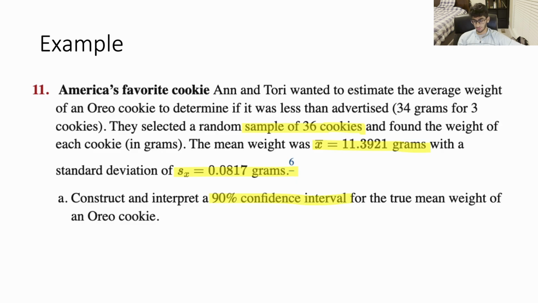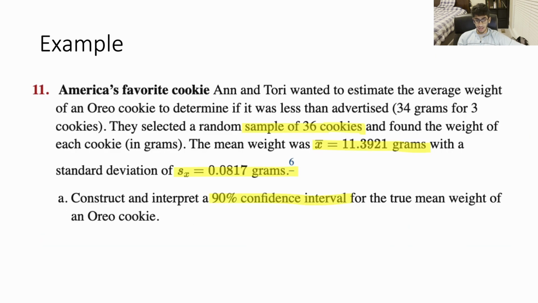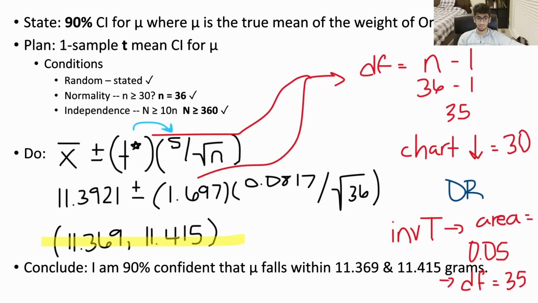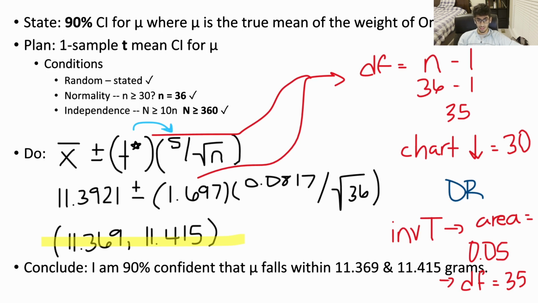All right, so for an example, here's this, I just highlighted the important stuff. State: it says we're using a 90% confidence interval, so we're going to use 90% confidence for mu, where mu is the true mean weight of Oreo cookies. The plan is going to be a one sample t mean interval for mu. The reason it's t is because we have an s of x, which is a sample standard deviation. So sample standard deviation goes with t. And the conditions are stated as all checked out.